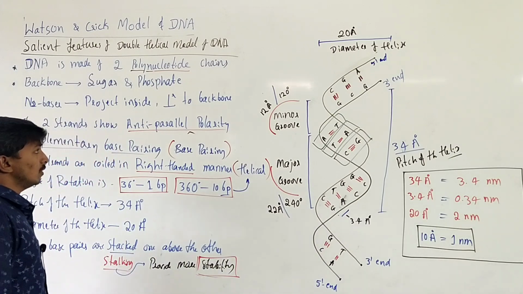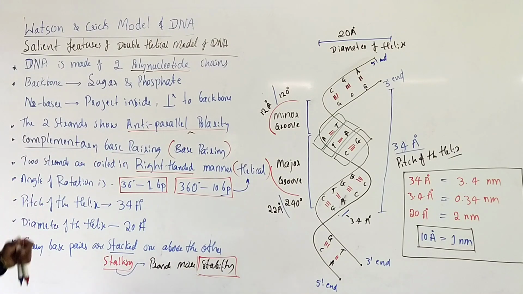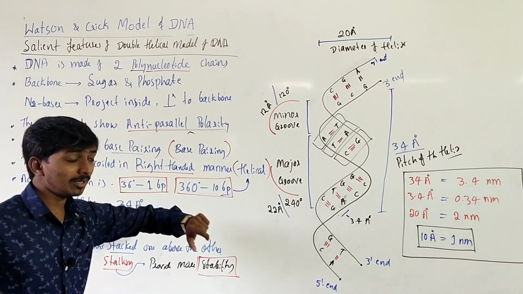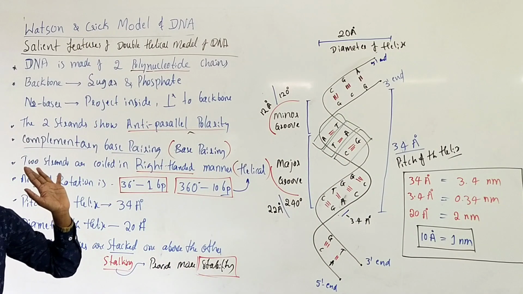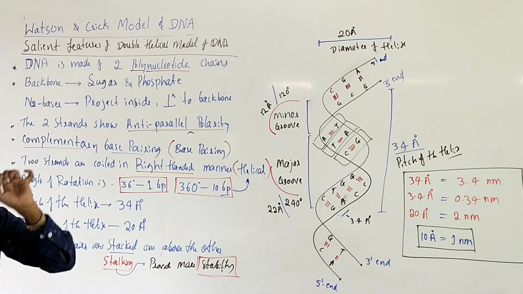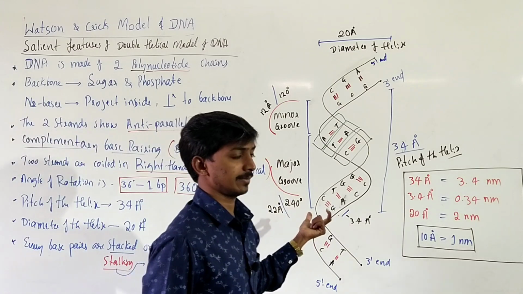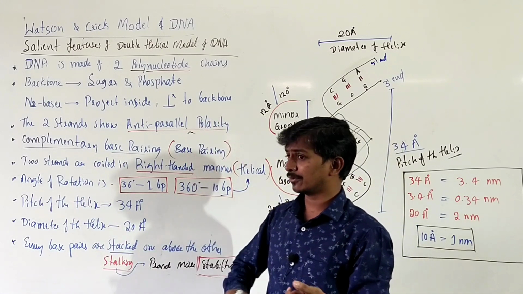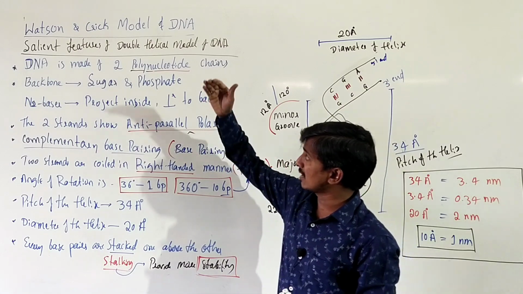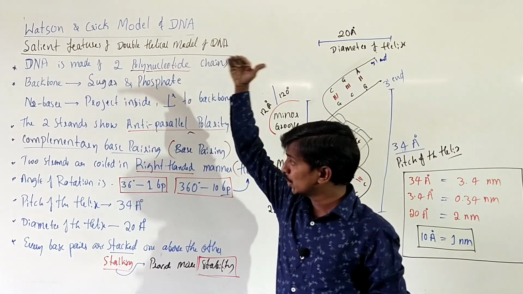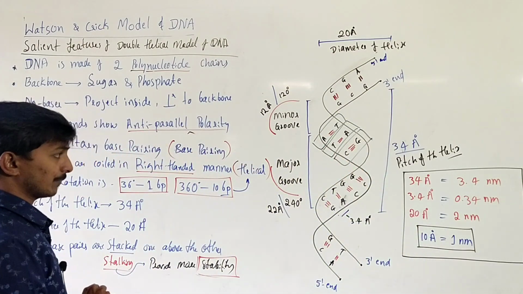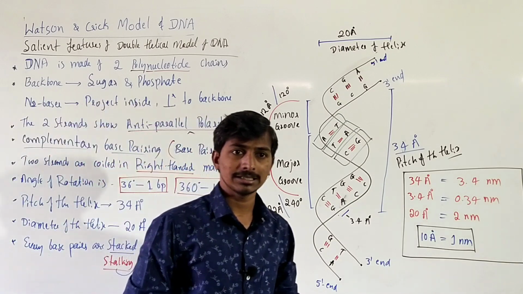Right? So this is how we can study the Watson and Crick model of a DNA. Remember, in examination, either they may ask the structure of the DNA or the salient features of the DNA. Okay, answer is not the same. When structure is asked, you should draw this and explain these points in the form of paragraph. But when the salient features of the double helical model of DNA are asked, you have to write only these points.